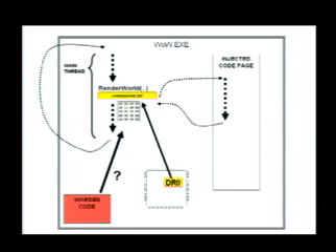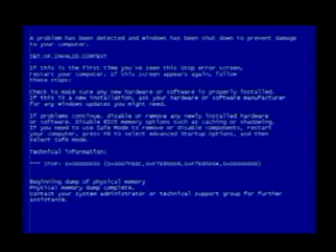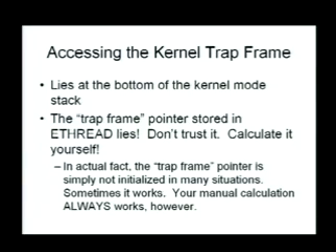Now, NtSetContextThread does not work with the CONTEXT debug register's enumerated type. That is our blue screen. We don't want to go there, so I had to figure out a new way. Let me show you how that works. We go to the kernel trap frame for the thread.